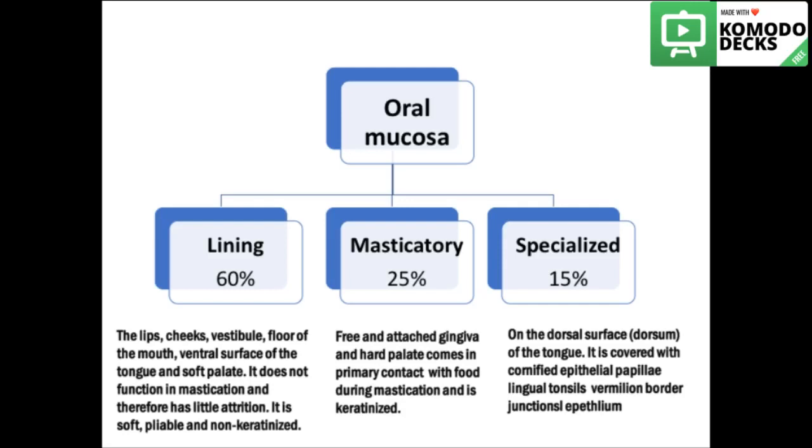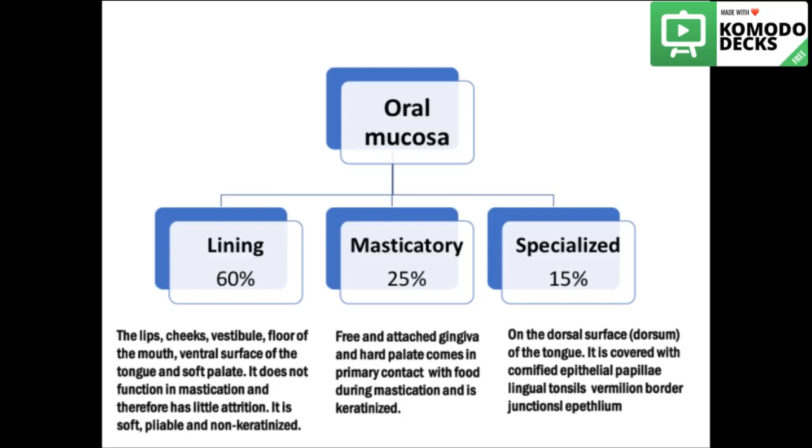The masticatory mucosa, on the other side, constitutes 25% and composes the free and the attached gingiva along with the hard palate. Here it functions mostly with the mastication and has therefore to be rigid and of rubbery texture to help in the food mastication. It is a keratinized epithelium.